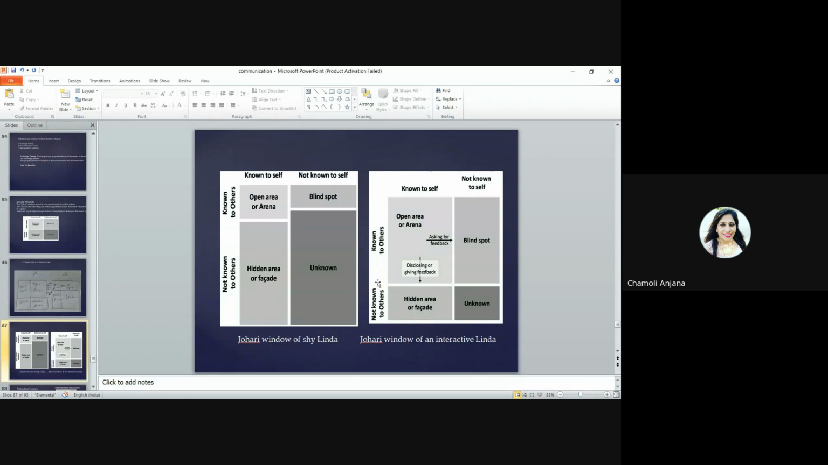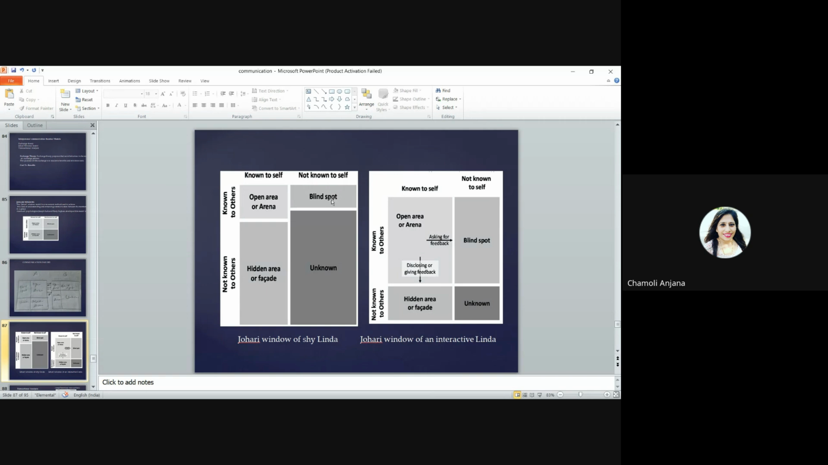So this is what is shown here, right? This has become small and this has increased. This way we have increased it. We can increase horizontally as well. I have to decrease this side, sorry. I have to decrease the blind spot, which is not known to self, that means I am not aware of myself. So I have to reduce this.